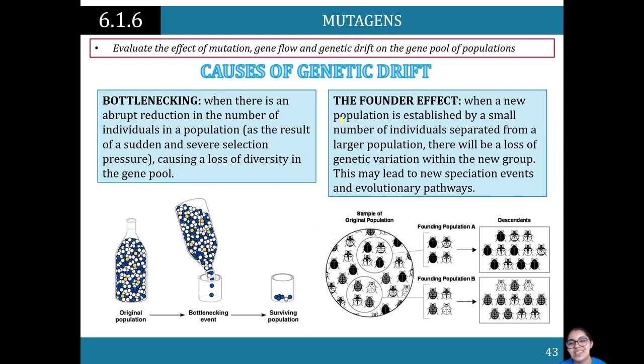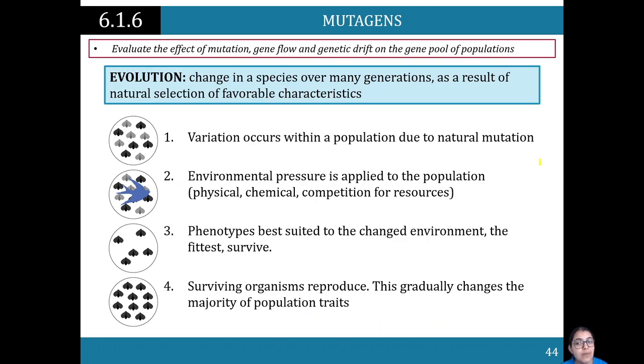This is kind of like a bit of revision from year 11. So bottlenecking is a process in which there is an abrupt reduction in the number of individuals. It could be due to natural causes, a sudden severe selection pressure, and that leads to a loss of diversity. The founder effect, of course, is when a new population is established by a small number of individuals. So they separate from the main population, they establish a smaller population, and it leads to a loss of genetic variation within the new group, and it can also lead to new speciation events as well.